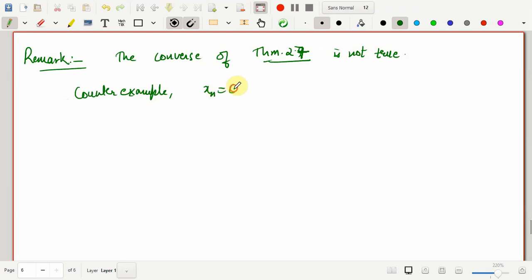xn equal to minus 1 the whole raised to n. This is bounded but not convergent. So we have proved that it is bounded as well as we have proved that it is divergent. So with this I end the session on this bounded sequence. In the next session we would see some more properties of convergence of sequences.